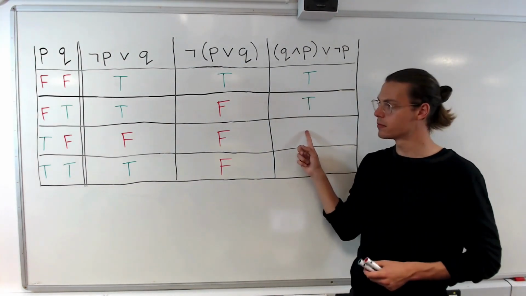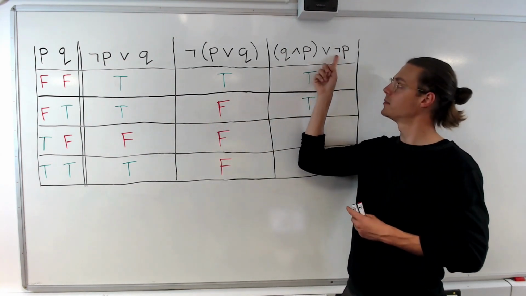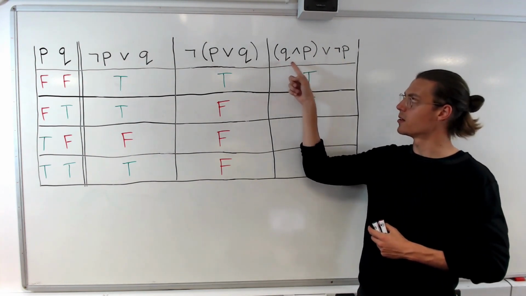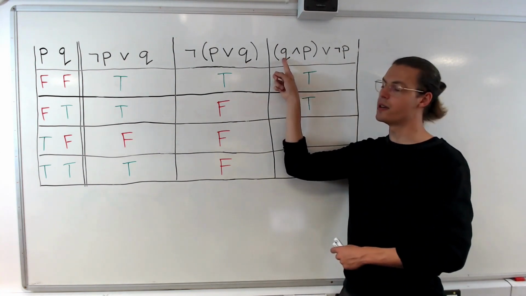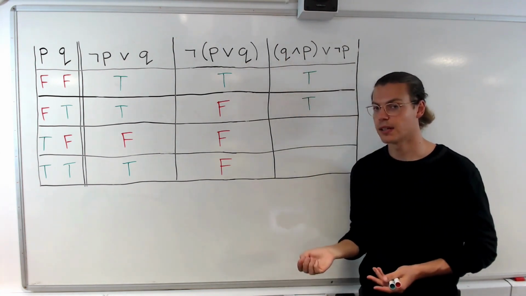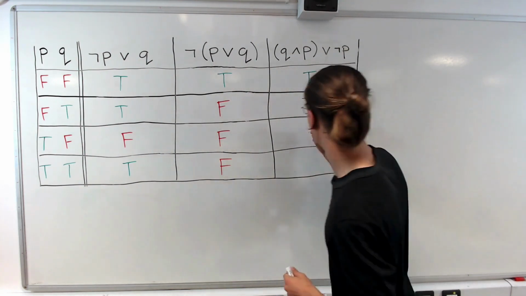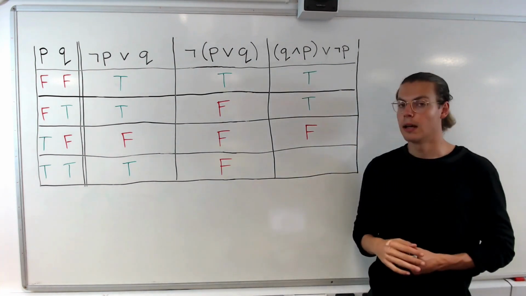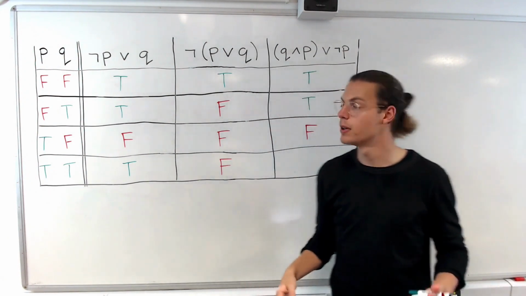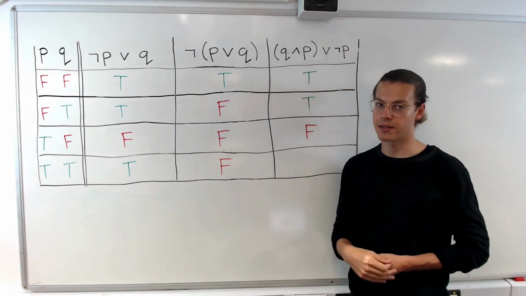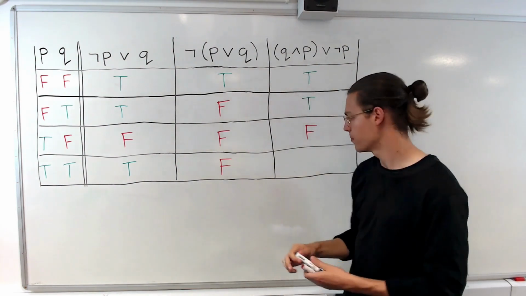In the third row, P is true, and so not P is false. So it all depends on whether this is true. Well, Q is false, and so Q and P is false. So we have false or false, which is false. And finally, in our last row, P and Q are both true. So Q and P is true, and Q and P or not P is therefore true.